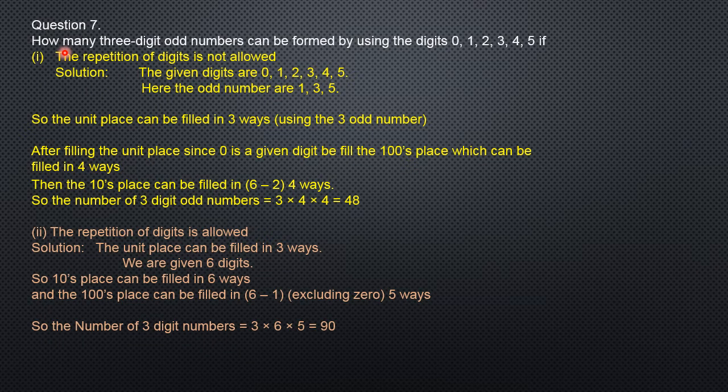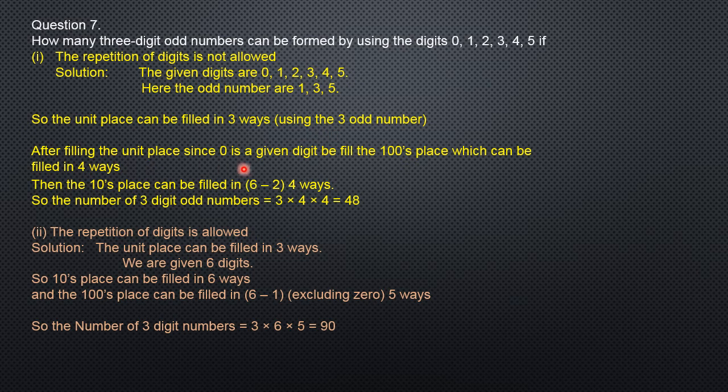Question number 7. How many 3-digit odd numbers can be formed by using the digits 0, 1, 2, 3, 4, 5? Repetition not allowed. Second subdivision, repetition allowed. Given digits 0, 1, 2, 3, 4, 5, and we want to make 3-digit odd number. 3-digit odd number means unit place compulsory 1, 3, 5 only. So come to the answer. Unit place can be filled in 3 ways only, that is 1, 3, 5.